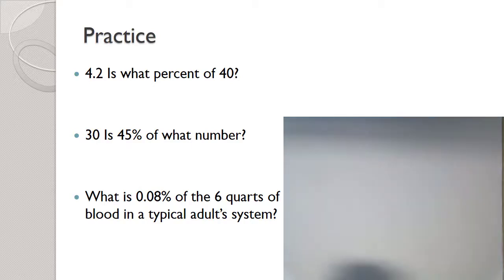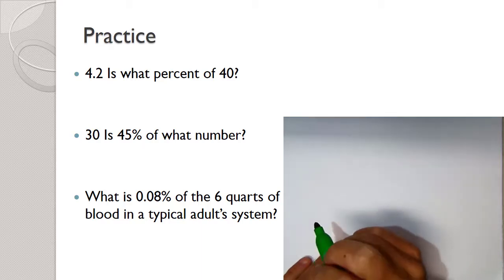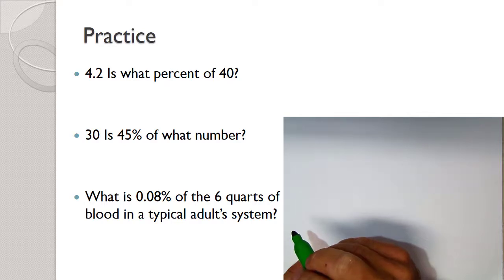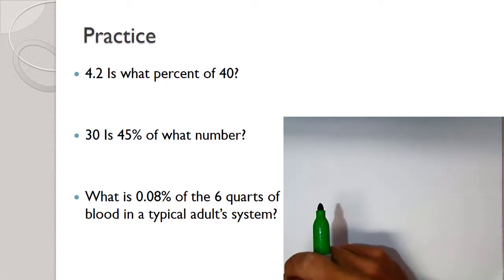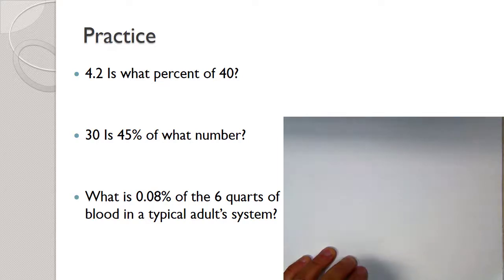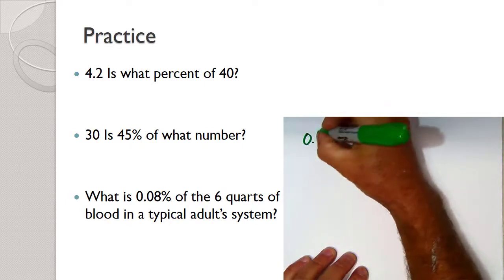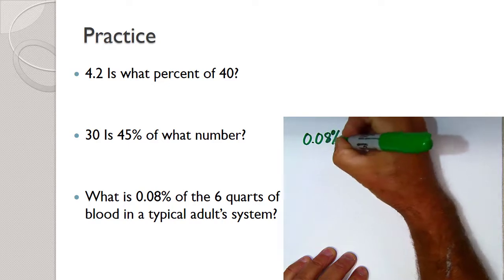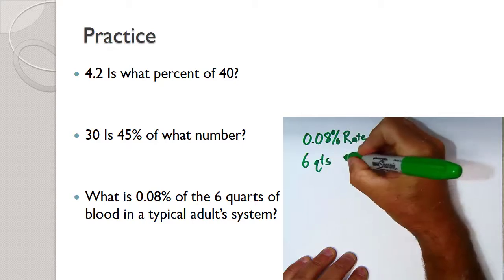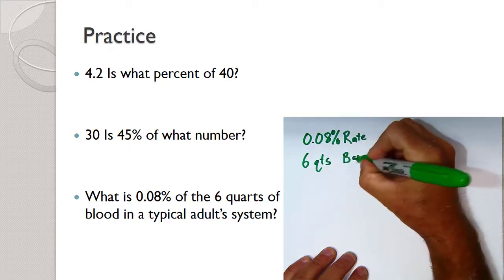This brings us back to the type of question we were working on earlier. If you're at the legal limit for operating a motor vehicle, that means 0.08% of your blood is alcohol. So if the typical human has about 6 quarts of blood in their system, then how much of that is actually alcohol flowing through your bloodstream? Well, we know that 0.08% is our rate. And the whole blood system for a human is 6 quarts. That must be our base since it's the whole thing.